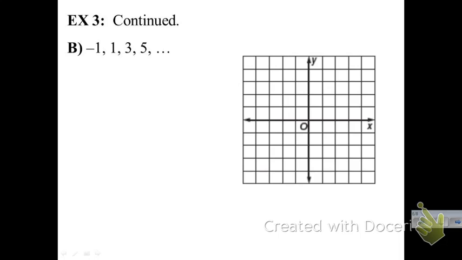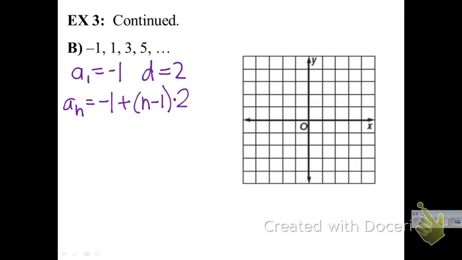So on example 2, we're going to do the same thing. You have to identify a sub 1, that's your first term, and your common difference. It looks like we're adding 2 each time, so your common difference is 2. And then we'll use our formula, a sub n equals a sub 1, negative 1, plus n minus 1 times 2.